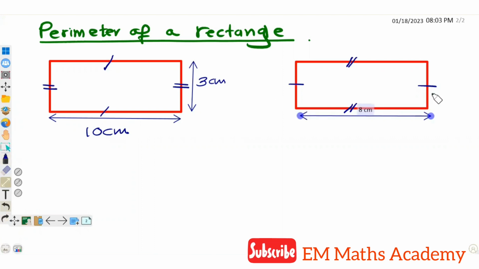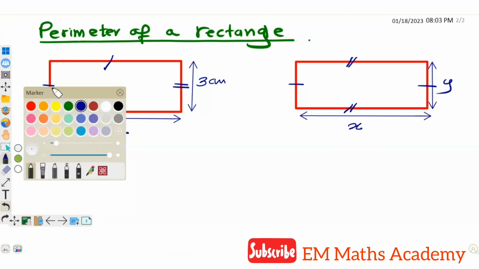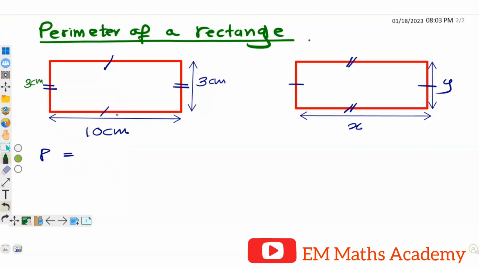And here it is given like this. In algebraic terms, the length is given as x and the breadth is given as y. Then P, or perimeter. Now we know that if this is 3 centimeters, this side is also 3 centimeters. If this is 10 centimeters, this is 10 centimeters. So now we know that perimeter is the total outer length. So we can add 3 plus 10 plus 3 plus 10. Then the answer is 26 centimeters.